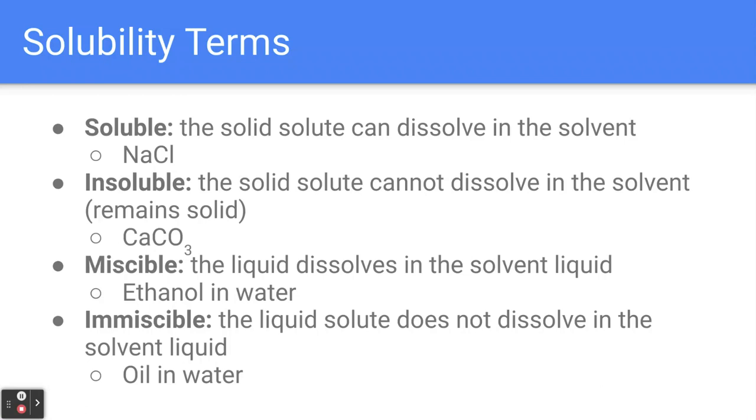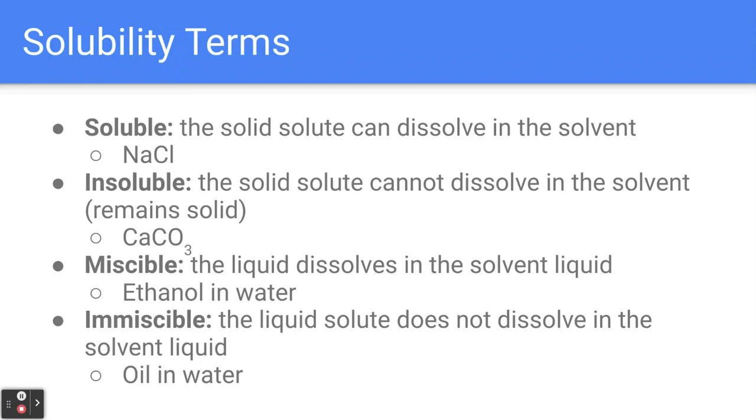That's not on your reference doc because it's not ionic, but things like sugar, ethanol, that sort of thing, they are soluble. Insoluble means that the solid solute cannot dissolve in the solvent. It remains a solid. So something like calcium carbonate, which is very similar to chalk.